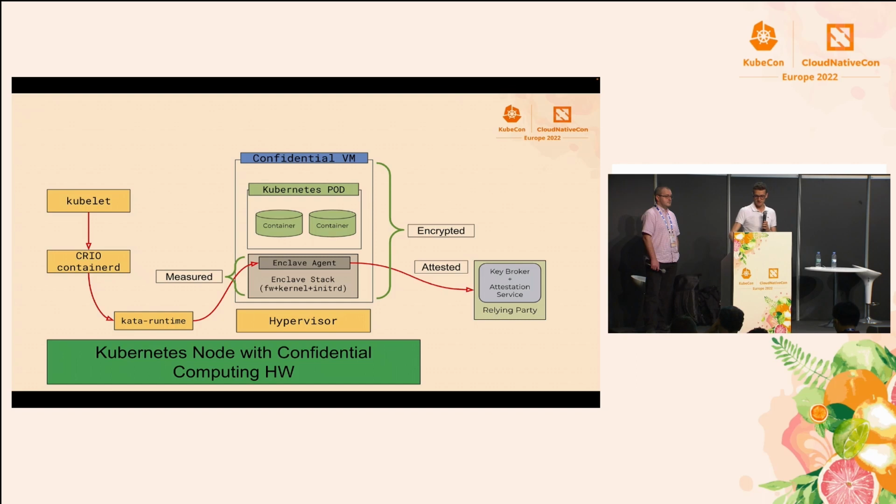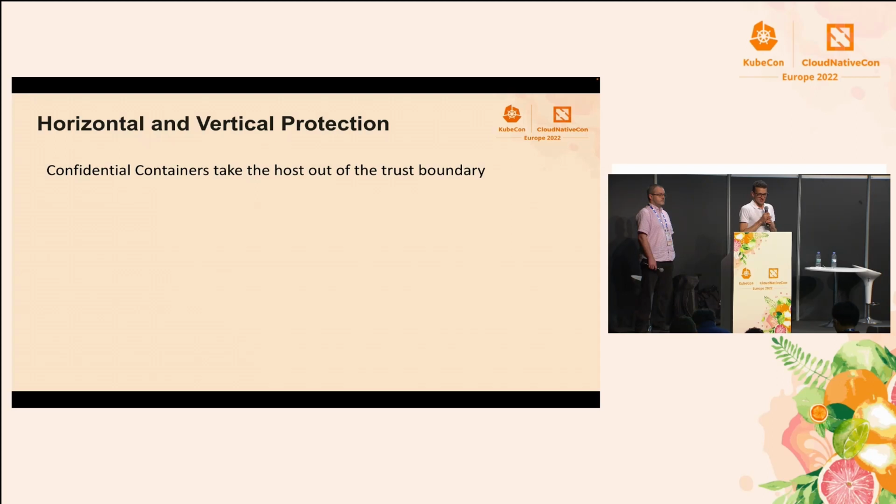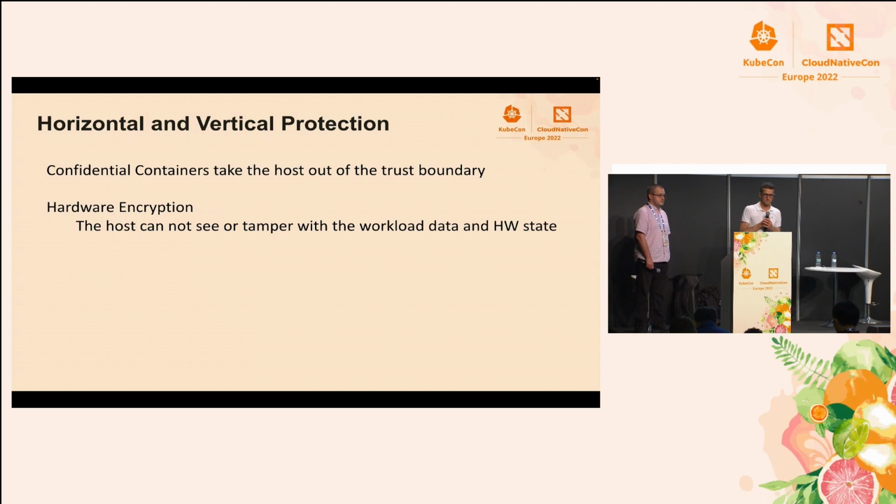Okay, next question. How does that protect Kubernetes workload in a relevant and significant way? So as I said, with confidential containers, we are basically taking the host, the infrastructure owner, the CSP, whatever you want to call it, out of the trust boundary. We're taking this out of the trust boundary by, again, using hardware encryption. With hardware encryption, you add the hardware guarantee that your host is not going to be able to see or tamper with your memory and your CPU state. It's not going to be able to mess with the CPU state that your confidential virtual machine is running. It's not going to be able to mess or even look at the memory that your Kubernetes workload is generating.